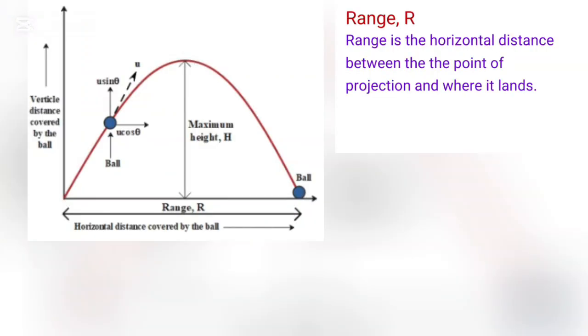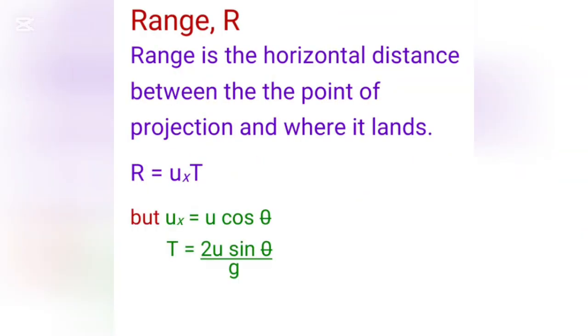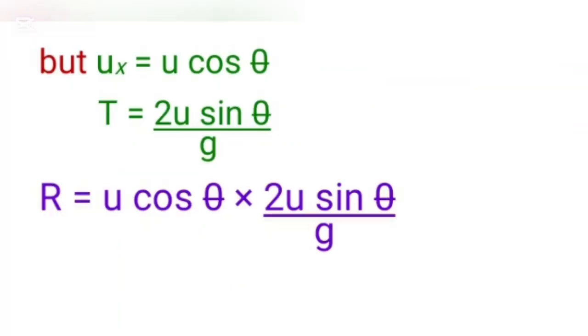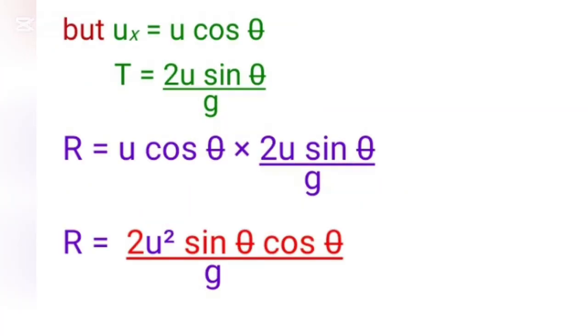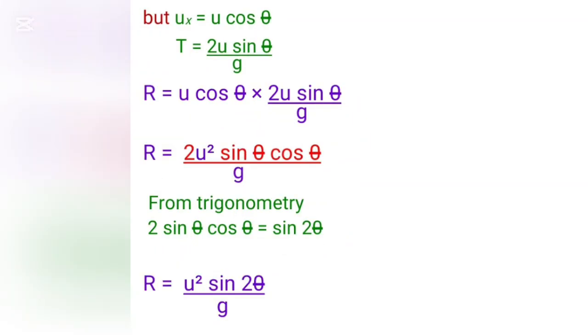Range. The range is the horizontal distance between the point of projection and where it lands. It is given by R is equal to ux times t. The horizontal component of the velocity ux is equal to u cos theta, and t is equal to 2u sin theta over g. Substituting for ux and t, the equation becomes R is equal to u cos theta times 2u sin theta over g. R is equal to 2u square sin theta cos theta over g. From trigonometry, 2 sin theta cos theta is equal to sin 2 theta. R therefore is equal to u square sin 2 theta over g.